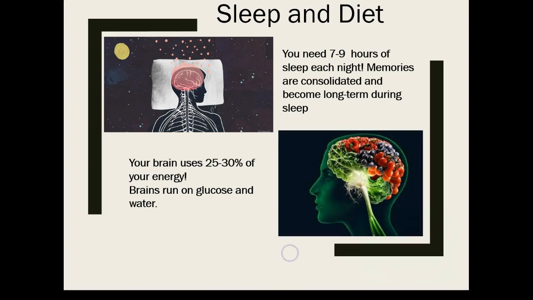So sleep is critical. You also need to eat properly. Your brain comprises a small percentage of your body weight, but it uses 25 to 30% of your energy. Your brain runs on sugar. And I'm not telling you to eat candy, but your body turns carbohydrates into glucose, and your brain works on glucose.